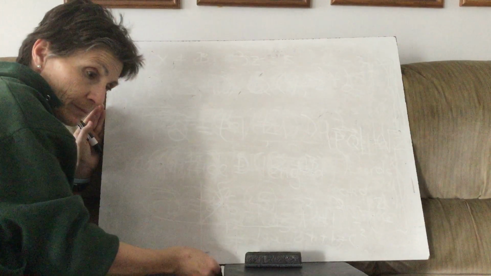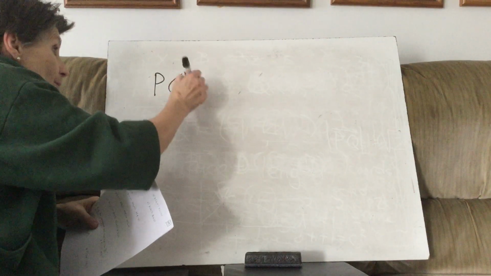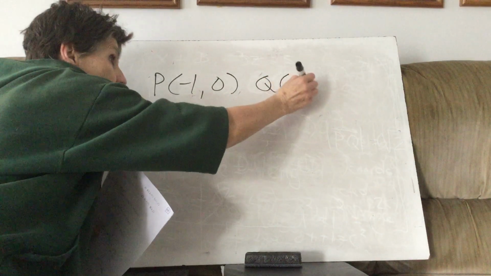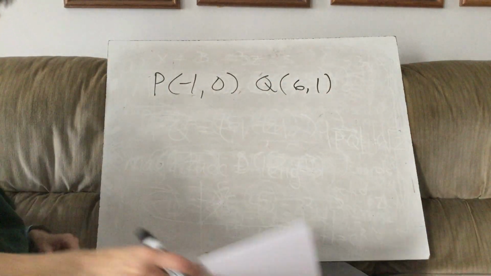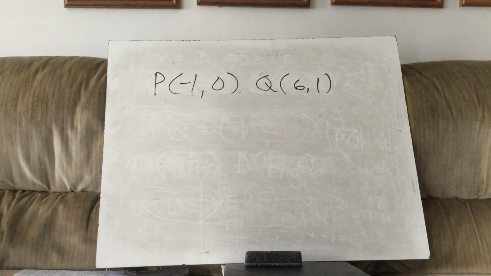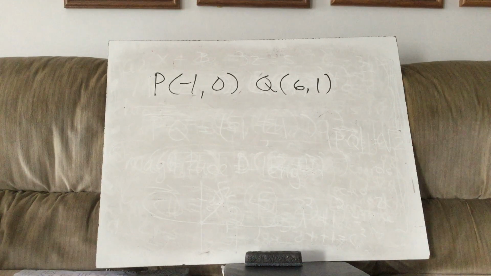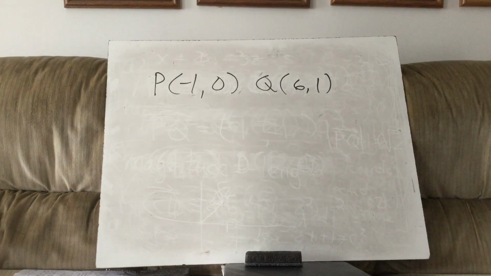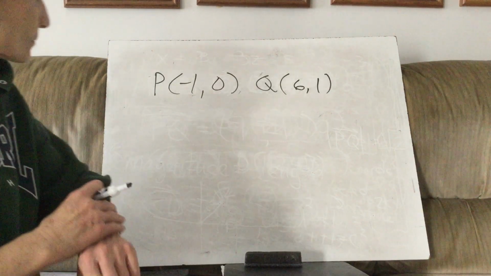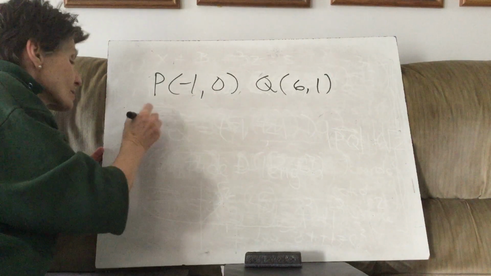Same thing. This time my vectors, there they are. Those are my vectors. So I'm going to now find the coordinates and the absolute value or the magnitude. Okay? So here we go.